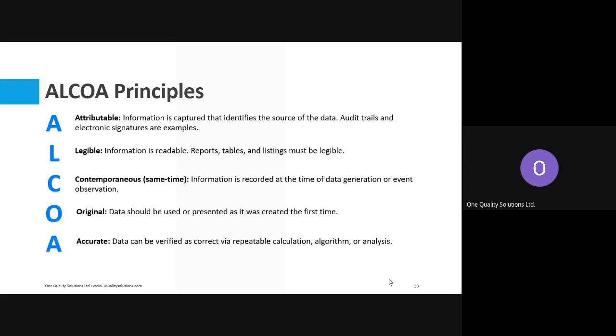Accurate. So we need to ensure accuracy. Data need to be verified as correct by repeatable calculations, algorithms, whatever. We are familiar with the second person check in pharmaceutical companies where manual operations are going on. So in case of manual operations, we need to check by a second person. This is an example of accurate. Okay, next slide, please.